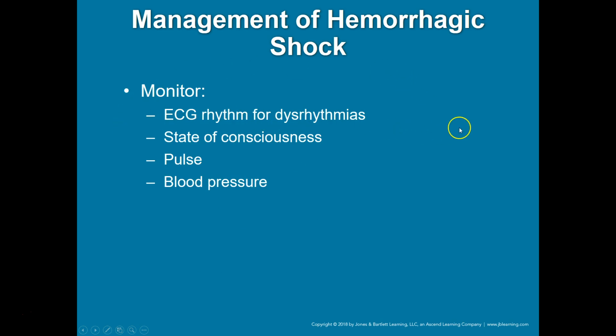Then we're going to monitor the ECG for dysrhythmias, so we're starting to look at tachycardia, state of consciousness, just part of our continuous reassessment. Is it increasing? Is it decreasing? Is it staying the same? Is the pulse increasing, decreasing? And our blood pressures. Obviously, our blood pressure is extremely important in the management of hemorrhagic shock.